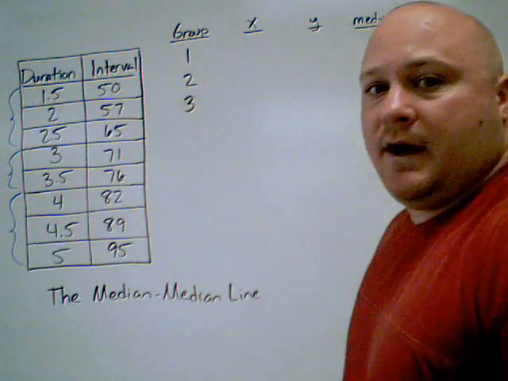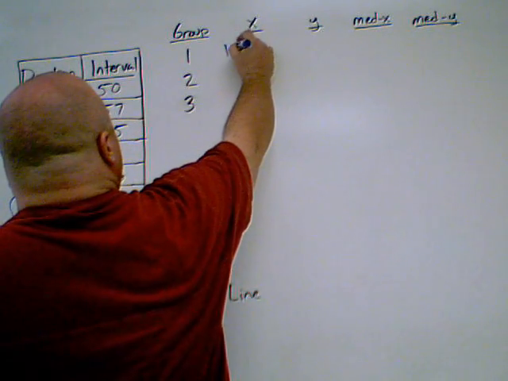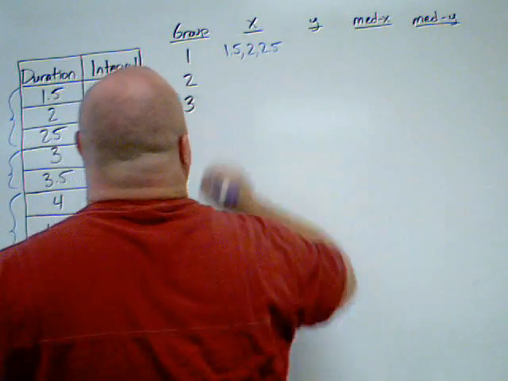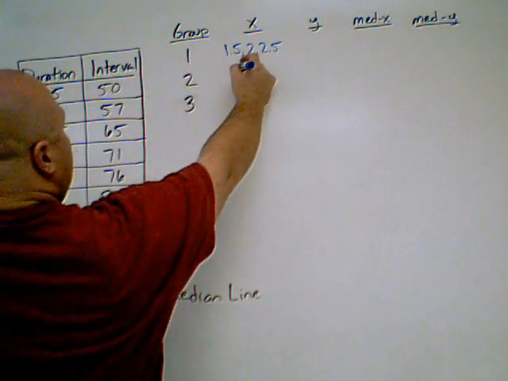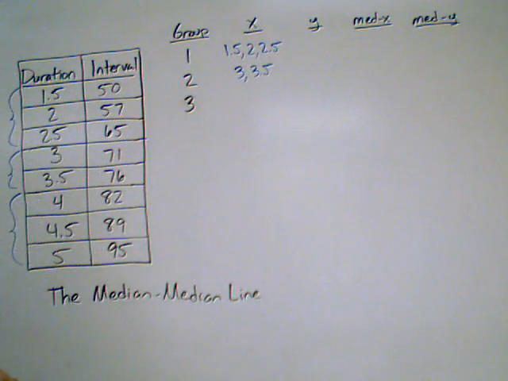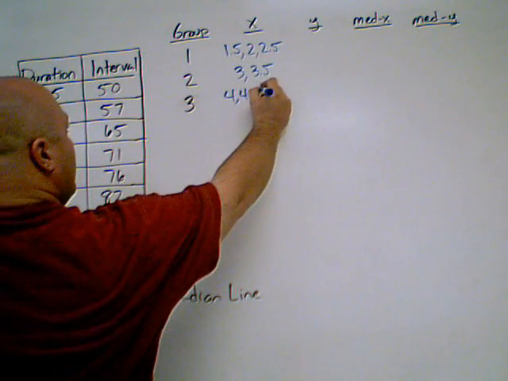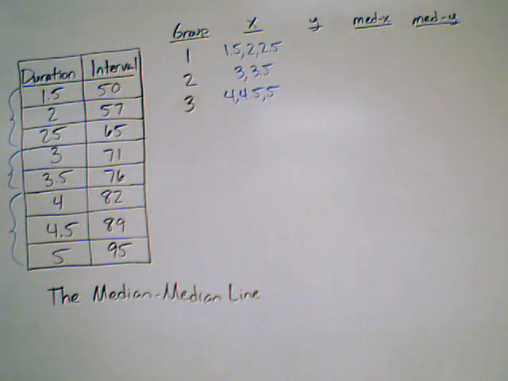So I take my x values. I have to make sure they're still in order. They're going to be 1.5, 2, and 2.5. For the second group, my x values are 3 and 3.5. My last group, I have 4, 4.5, and 5. All I'm doing is transferring my data into this table.